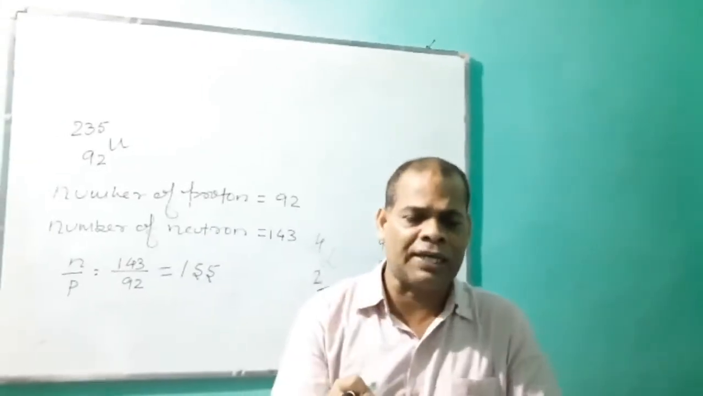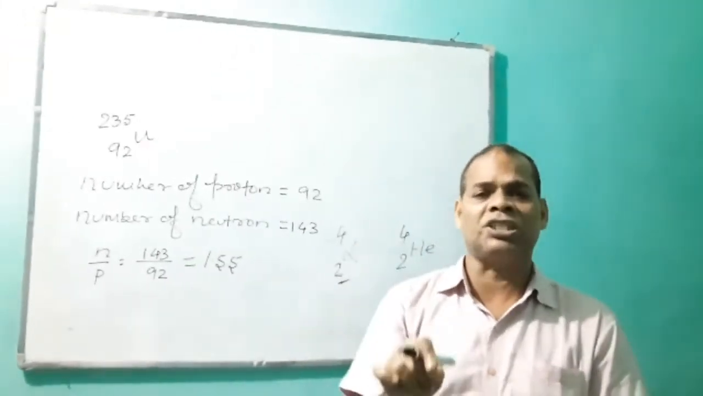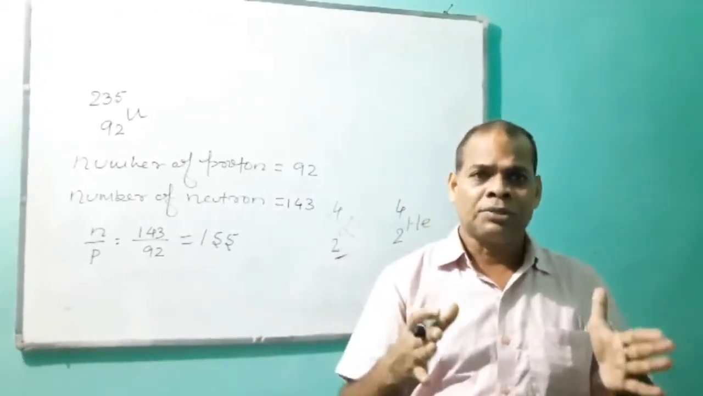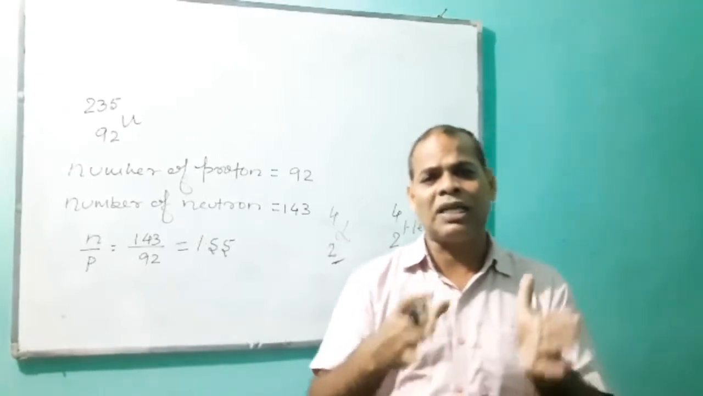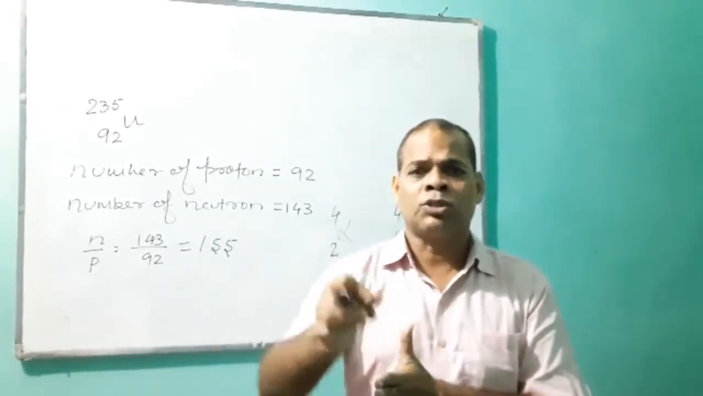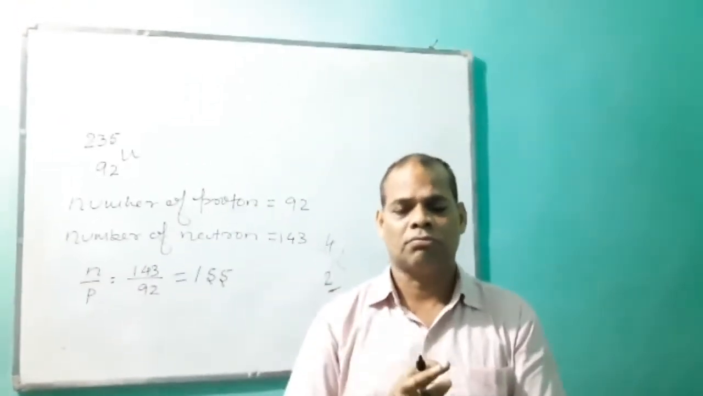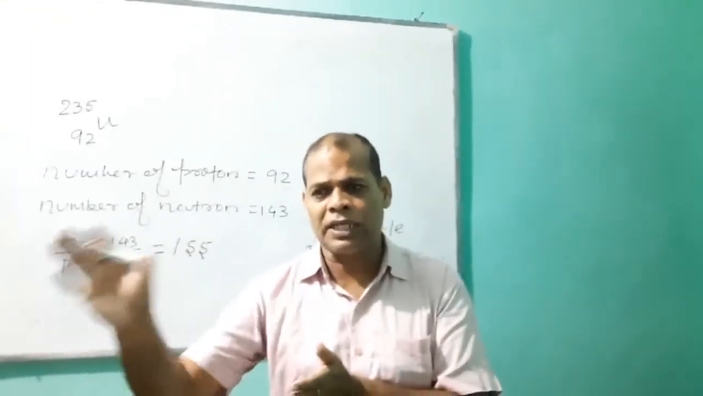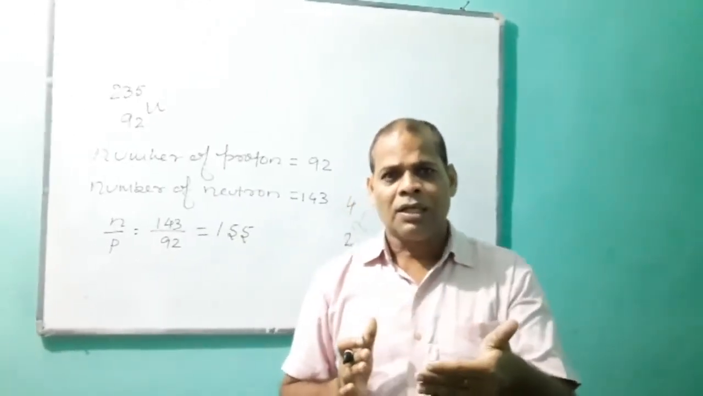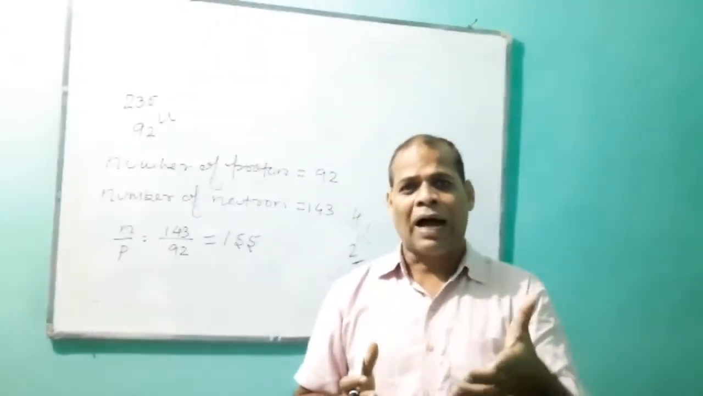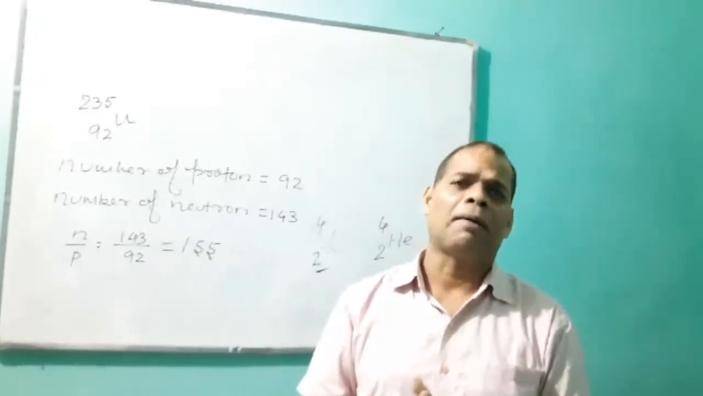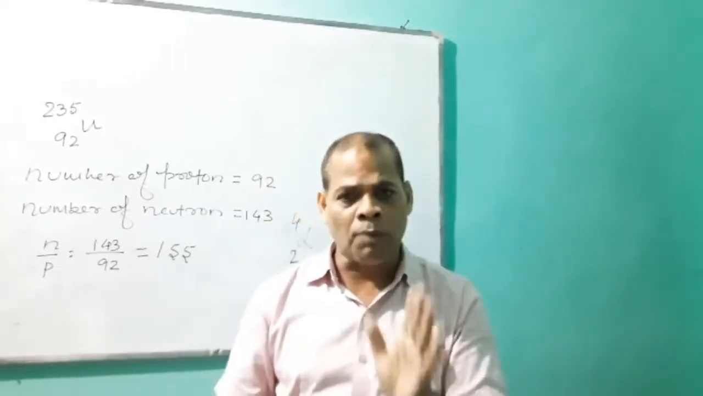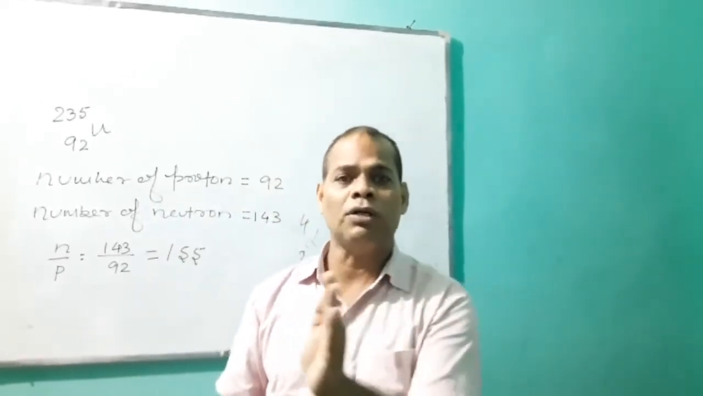Rutherford has taken a very thin sheet of gold. He wanted to take the thin sheet as thin as 1000 atoms. That's why that much thin, and the unreactive metal can be gold. So that was the objective of taking the gold foil.